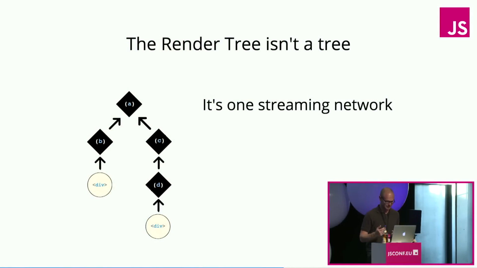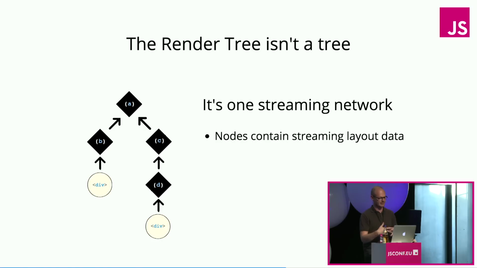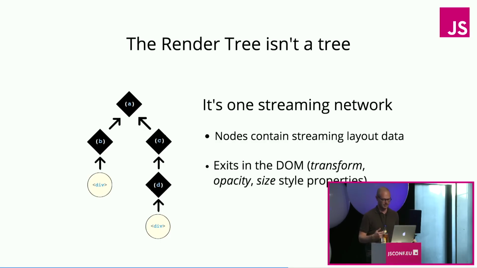OK, so I've already lied to you. The render tree isn't a tree at all in the Samsara framework I'm making. It's one big stream. That's, to me, kind of a nerdy, cool part. And I love to talk about the technical parts, especially to some of the Haskell people that were speaking before. But the whole idea is the nodes contain streaming data, and then child nodes listen to parent nodes. And when parent nodes change, they send data down to the children, all the way down, until it exits in the DOM in the form of transform, opacity, or size properties, all the layout things that I essentially need.